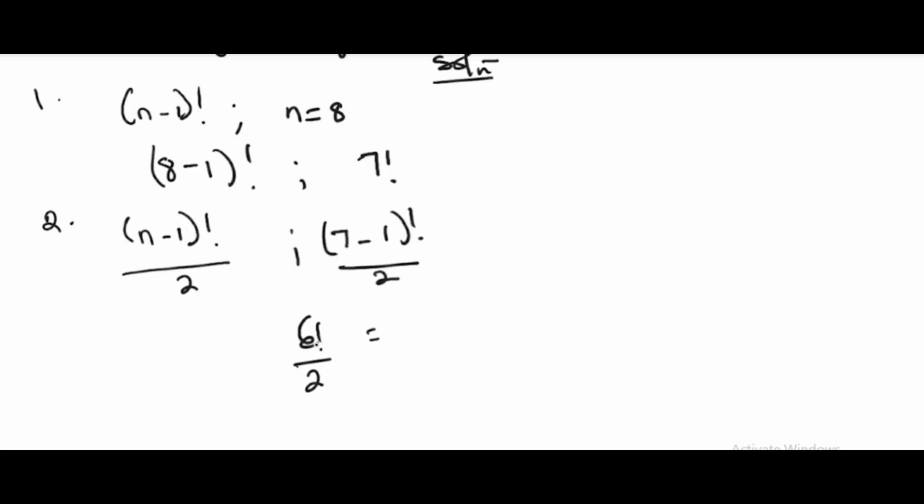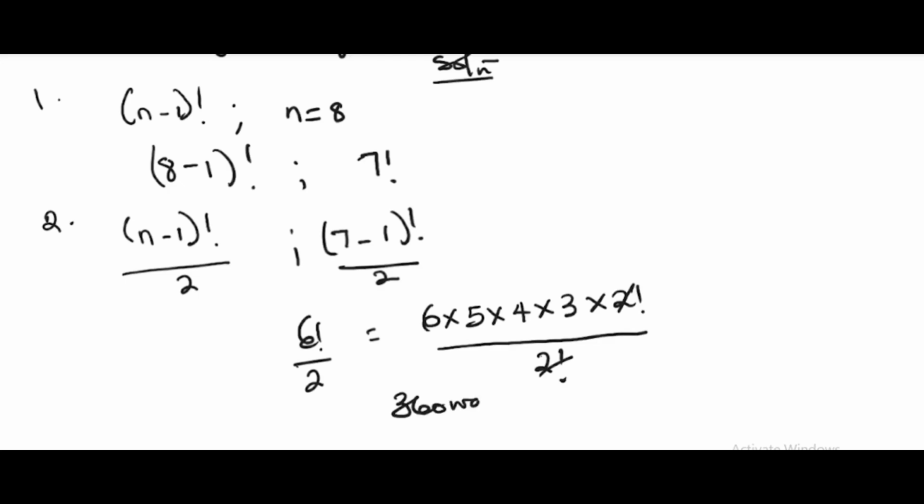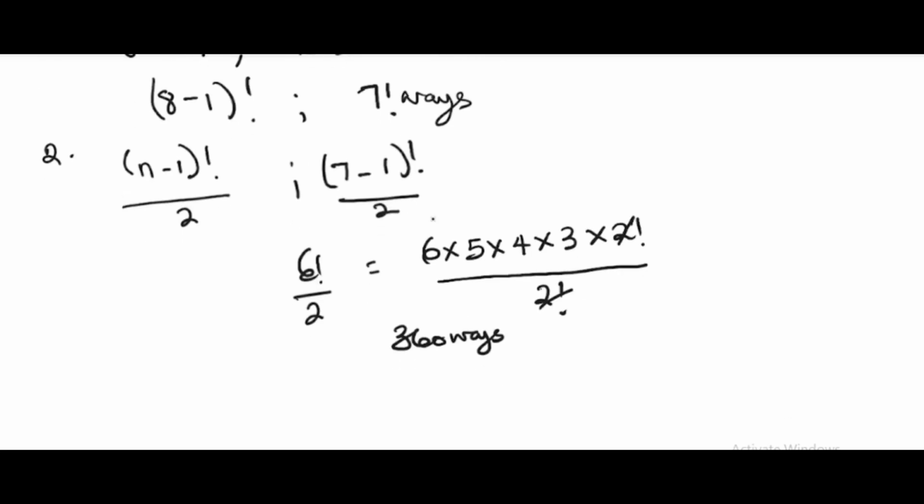I hope you know you can cancel out here, because 6 factorial is not 6. Rather, it is 6 times 5 times 4 times 3 times 2 factorial all over 2 factorial, or 2. So these 2 will cancel out here. We have 30 times 4, 120, 120 times 3, 360 ways. Okay, so for the one that wasn't completed, we have 7 factorial ways. You can actually now punch 7 factorial on your calculator.